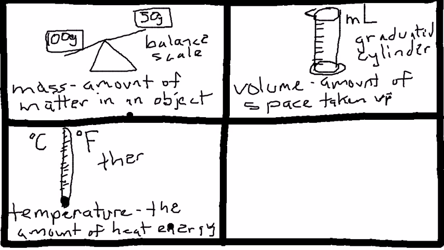We measure heat energy with thermometers because scientists call heat energy thermal energy, and so they have that same root word of therm. Thermometers measure thermal energy or heat energy. So temperature is the amount of heat energy in an object. It's measured with thermometers, either in degrees Celsius or degrees Fahrenheit.